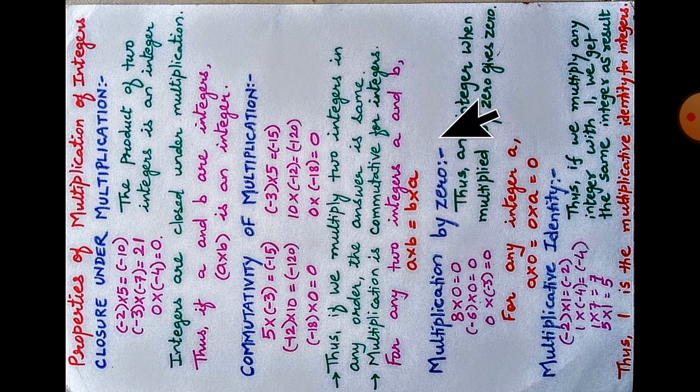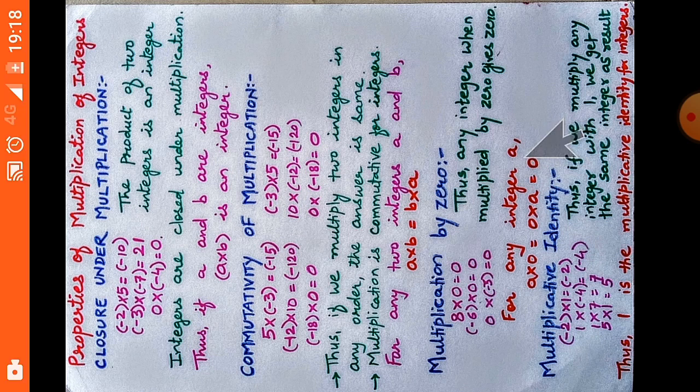Now let us see multiplication by 0. 8 into 0 equals 0. Minus 6 into 0 equals 0. 0 into minus 3 equals 0. That means if you multiply any number with 0, the answer will be 0. Any integer when multiplied by 0 gives 0. For any integer a, a into 0 equals 0 into a equals 0. Any integer multiplied by 0 will be 0.